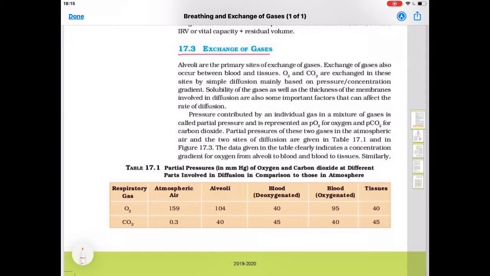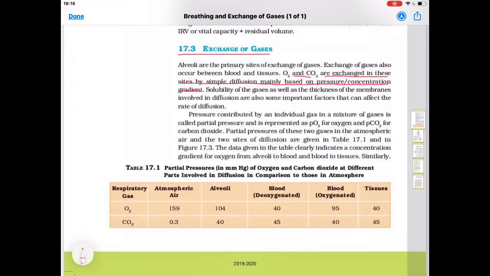Alveoli are the primary site for exchange of gases. Exchange of gases also occurs between blood and tissue. When the blood takes oxygen from the alveoli and reaches the tissue region, again the exchange of gases occurs. Blood transfers oxygen to the tissue and from the tissue it takes carbon dioxide. Oxygen and carbon dioxide are exchanged in these sites by simple diffusion, mainly based on pressure or concentration gradient.